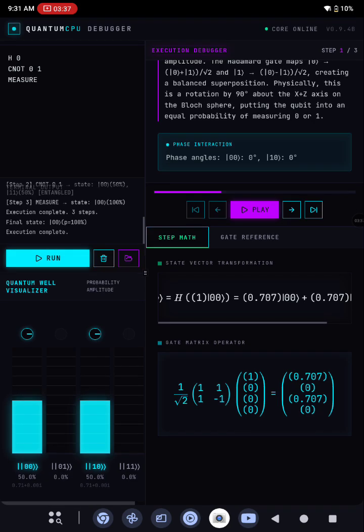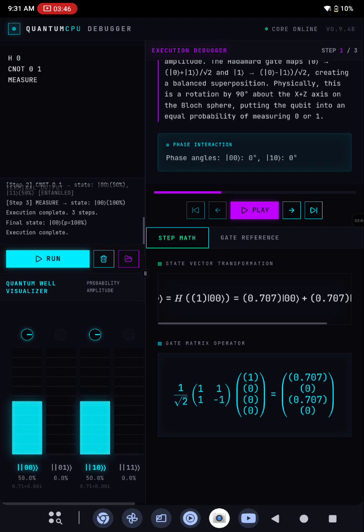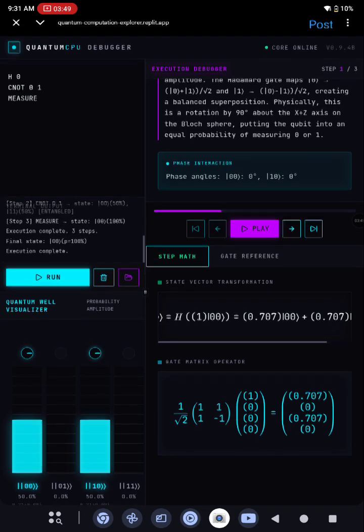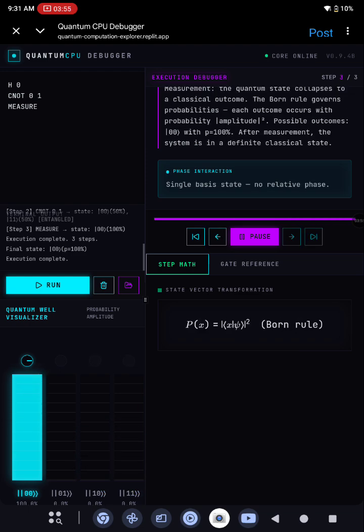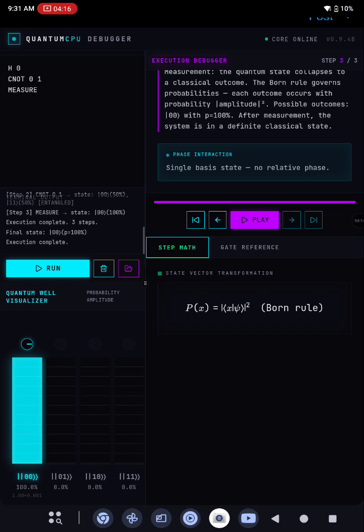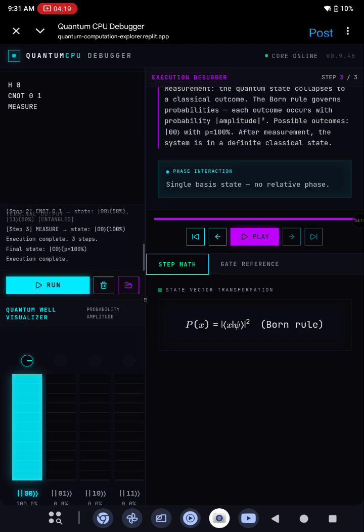And let's look at the bottom right. Not totally there. There's a gate matrix operation and a state vector transformation. Let's play it real quick. And it shows the whole program in play. The final result is a state vector transformation, that P of x equals the bar of x, psi, bracket, bar, squared. That's the measure. That's the collapse.